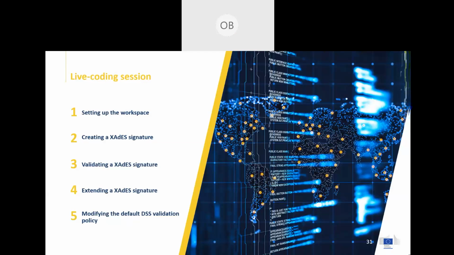Next slide, please, Luis. I will now give the floor to Pierrick for this live coding session. We will illustrate these steps. So, of course, how to first set up the workspace, but then play around with a signature, creating one, validating it, extending a signature, so augmenting the signature to an upper level, and modifying the default DSS validation policy as we discussed. So I will now let the floor to Pierrick. Thank you very much.